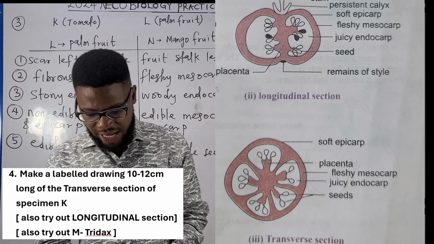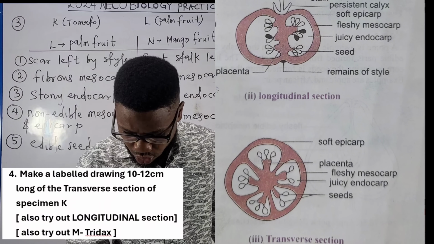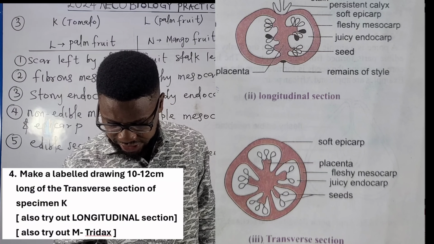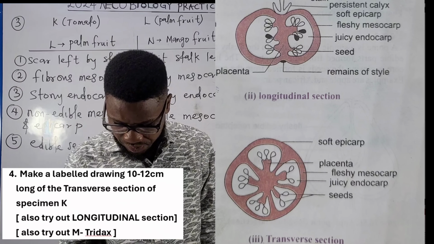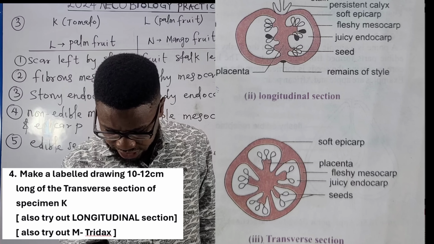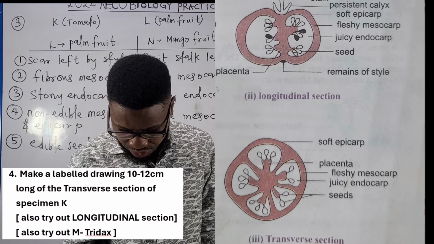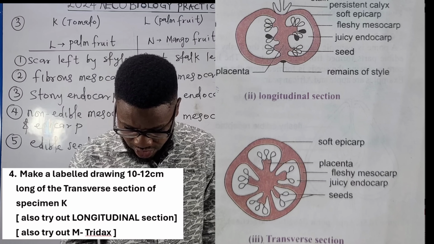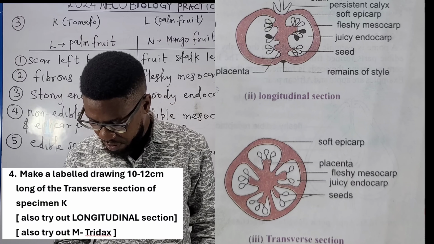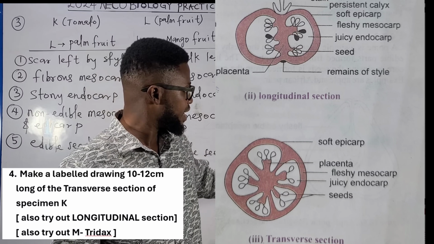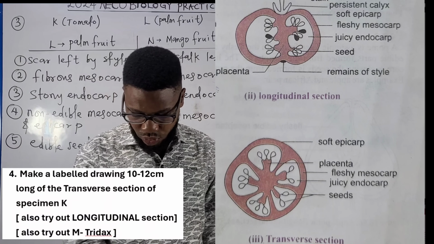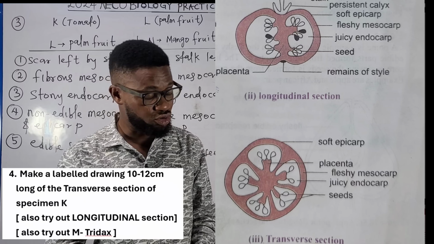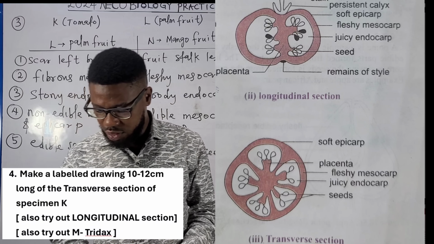If it is the longitudinal section, you can see the stalk. You can see the stalk with the calyx there. You can see the soft epicarp. After the epicarp is the fleshy mesocarp, then the juicy endocarp, then the seed, the remainder of the style, and then the placenta at the center, talking about the fact that it has what we call axial placentation. We're going to talk about the placentation later, but what you need to draw is exactly what you have on your screen. What else can we be told to draw?